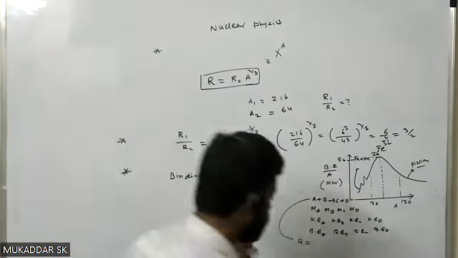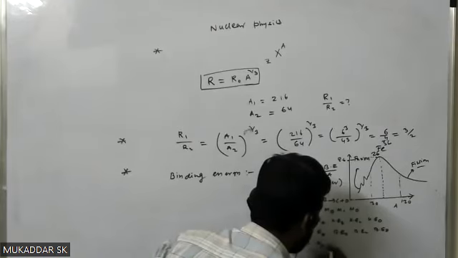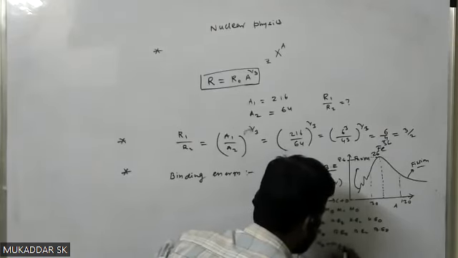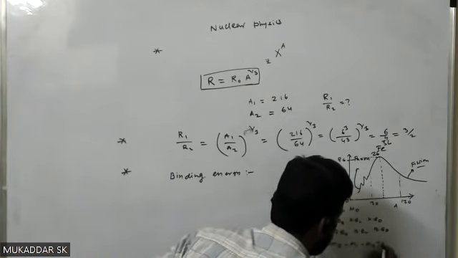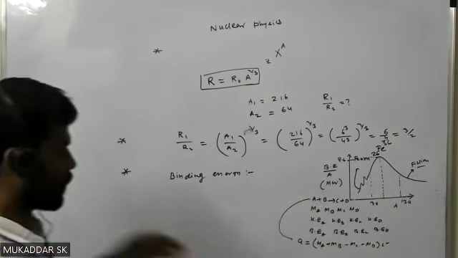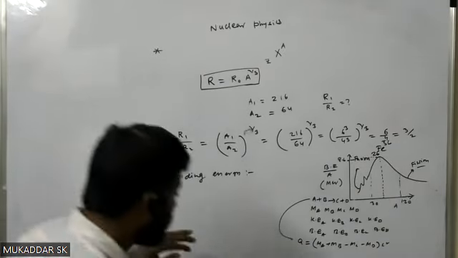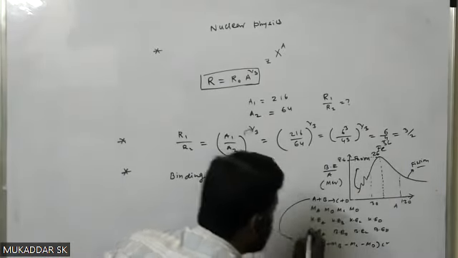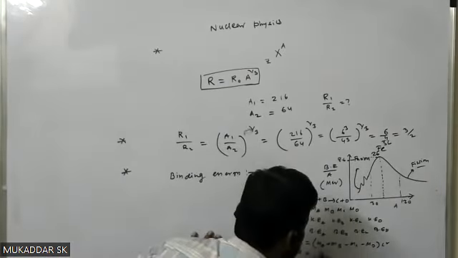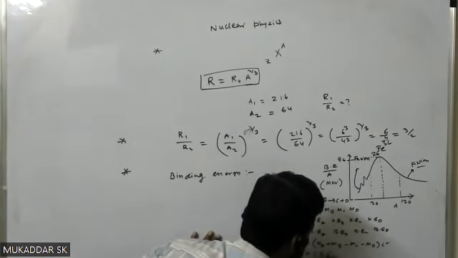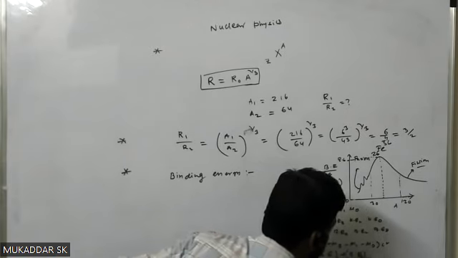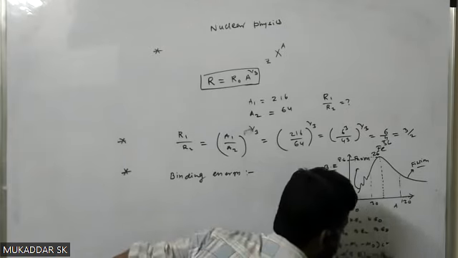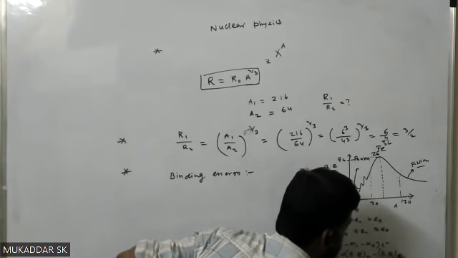In terms of nuclear mass, it is the sum of the masses of the reactants minus the sum of the masses of the products, into C squared. Okay. In terms of binding energy, it is the sum of the binding energies of the products minus the sum of the binding energies of the reactants.